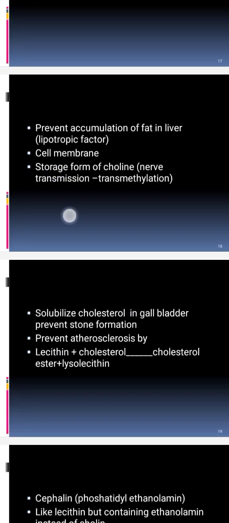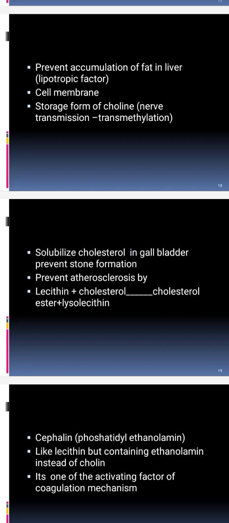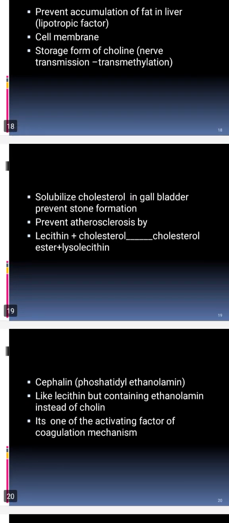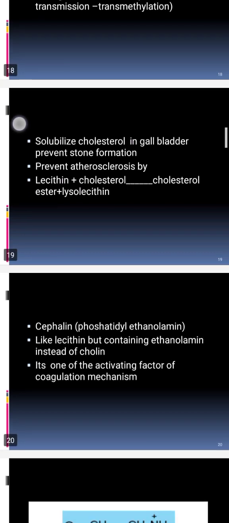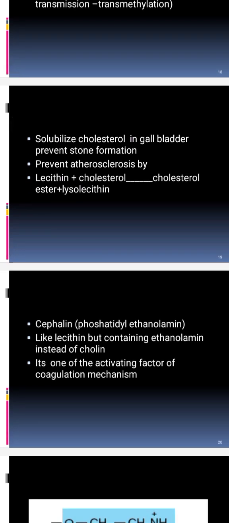It can solubilize cholesterol in the gallbladder so that it will prevent stone formation, and it will prevent atherosclerosis also by the action of conjugation of lecithin plus the cholesterol. It will give us cholesterol ester plus a new biomolecule which we can call lysolecithin. Okay?